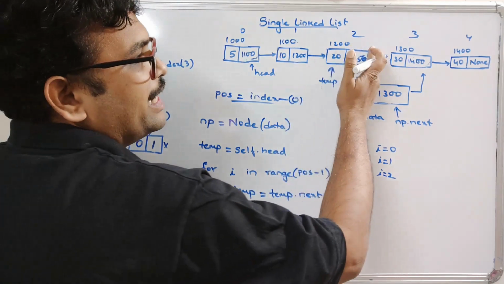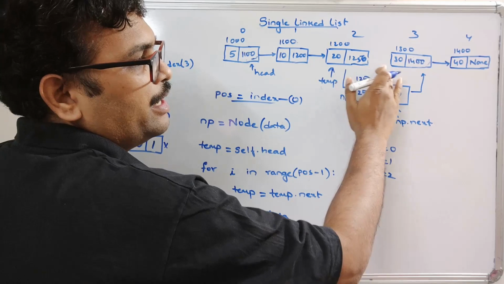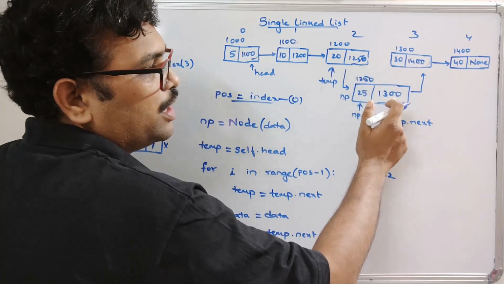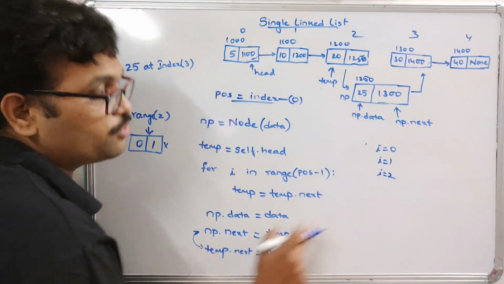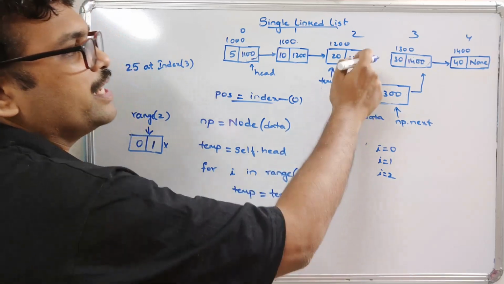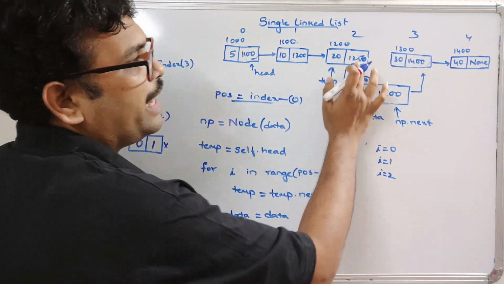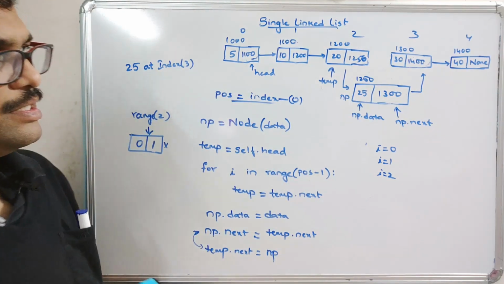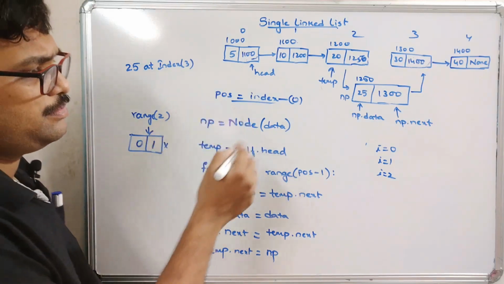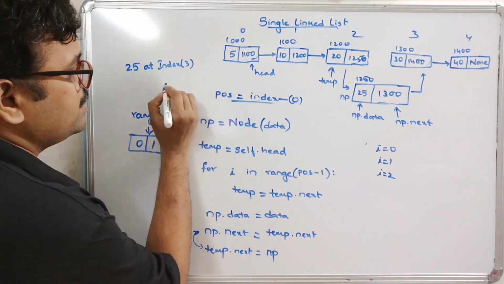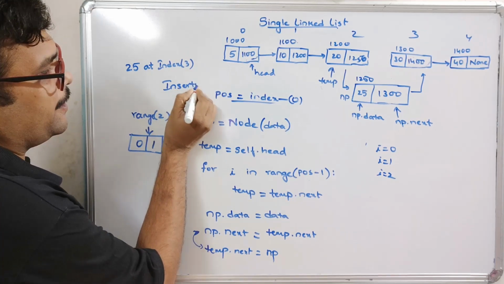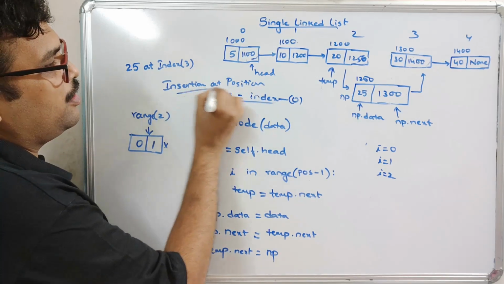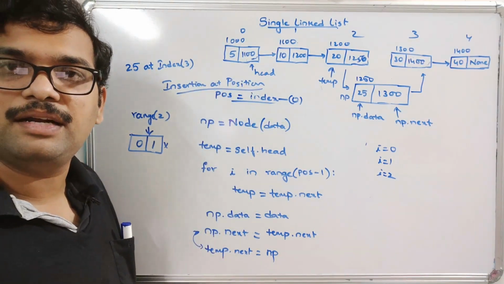So before disconnecting the link, we should copy the address of the next node to the new node. So that's why np.next is equal to temp.next. After that we can change the temp.next to the new node address, right? So hope you understood this one. So this is a simple process to change the position, right? So insertion at position. This is the logic for insertion at position.